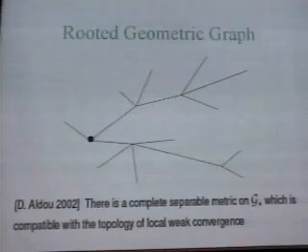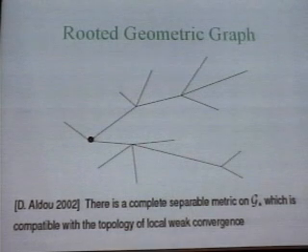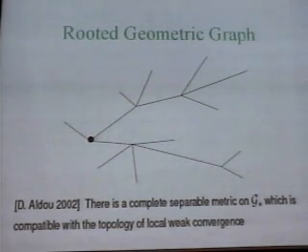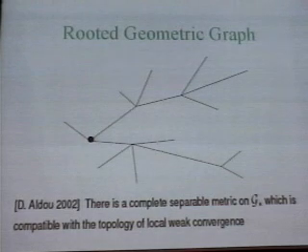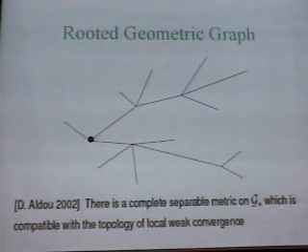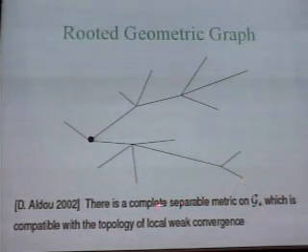So we construct the metric on the configuration space. Recently we found that our metric can be applied to rooted geometric graphs. I will write down the shape of such a graph here. The edges of this graph have lengths. Nowadays many physicists are very interested in studying it. Aldous introduced a complete separable metric on the space of all rooted geometric graphs.